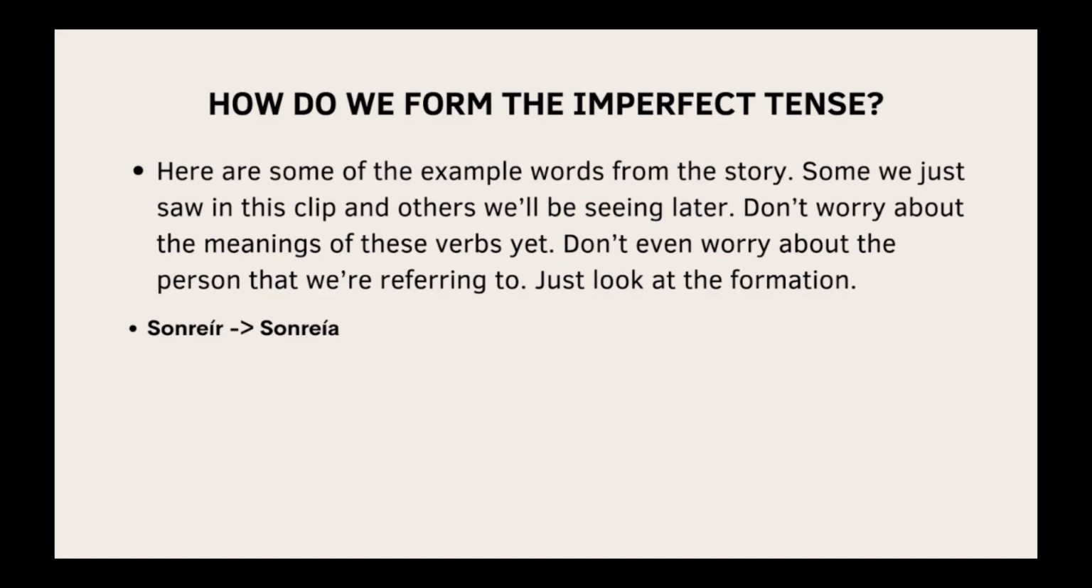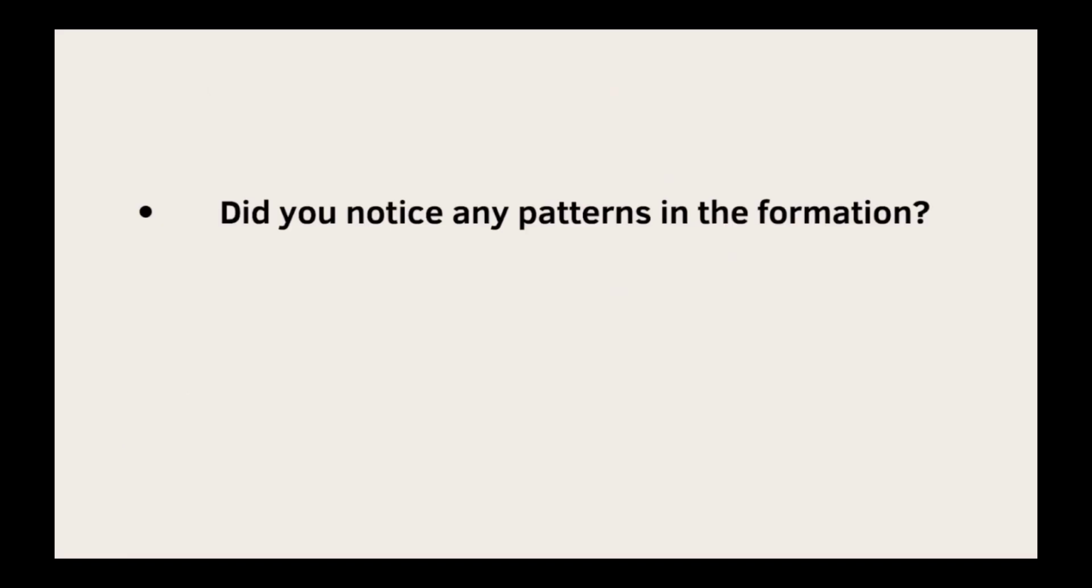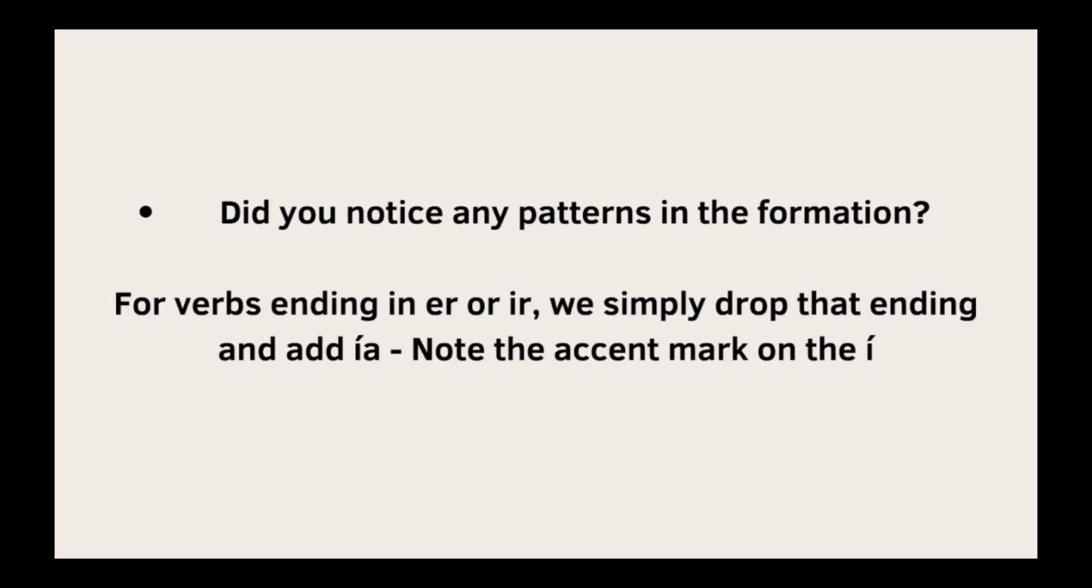So notice sonreír, we're going to have the infinitive on the left side and then the imperfect conjugation here on the right side. Sonreír changes to sonreía. Lucir, lucía. Dormir, dormía. Tener, tenía. Sentir, sentía. Hacer, hacía. Did you notice any patterns in the formation of the imperfect tense? Right, so for verbs ending in ER or IR, all we're going to do is drop off that ending and add ía. Notice the accent mark on that I.